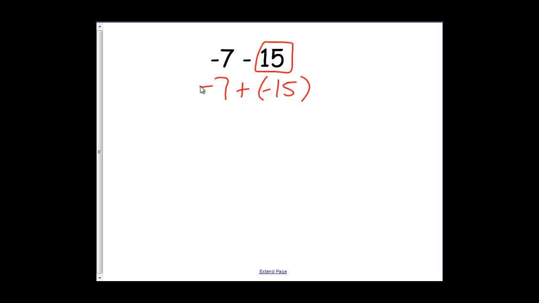Then I ask myself, are they coming together or battling? Hopefully you see that they are coming together. They have the same sign, so I want to find their sum. In this case, it looks like their sum would be 22. But since they're both negative, we'd have a -22. That takes care of 1A on the board for your warm-up.